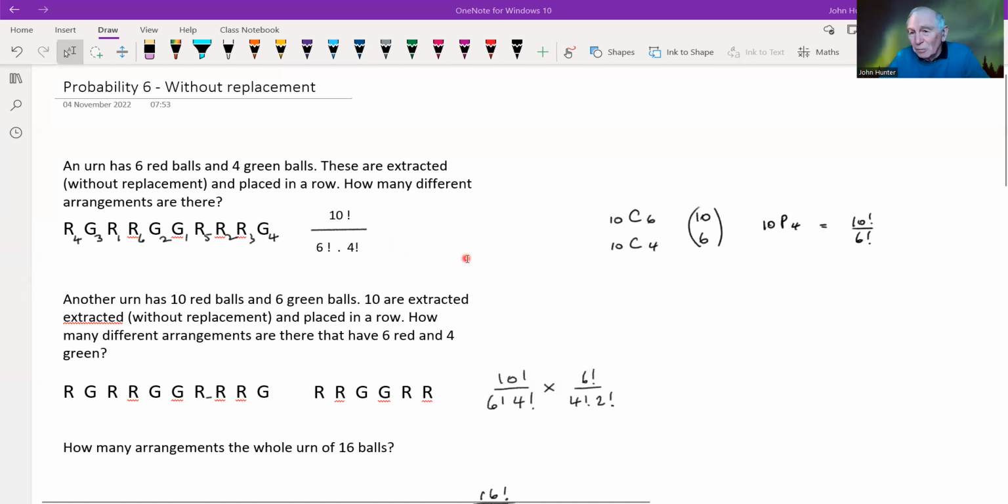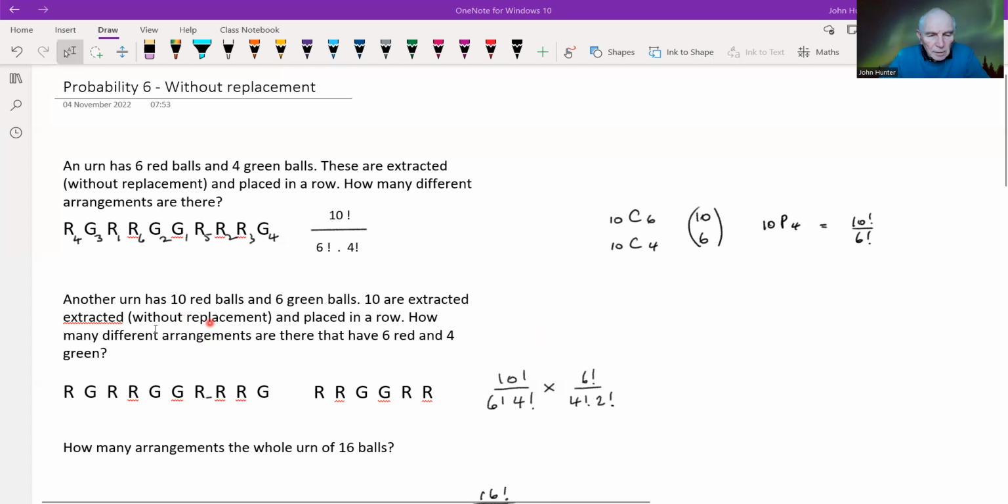If the greens were numbered but the reds weren't, it would be 10 perm 4. That's the vernacular we use, 10 permute 4, and that would be 10 factorial. We only have to factor out the 6 red ones. Doesn't come into the questions quite so much, but just worth knowing about. So that's basically how that works.